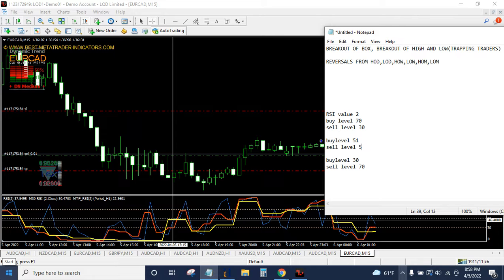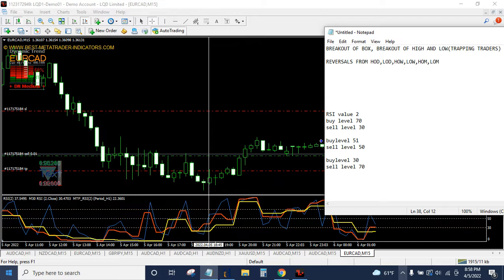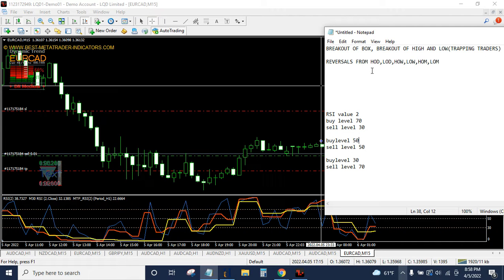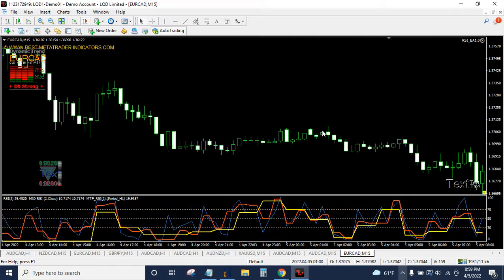It just depends on where the RSI is coming from. If it's coming from above, it's going to cross below 50. And remember, there will be the option to use live candle or closed candle. So that's all there is.